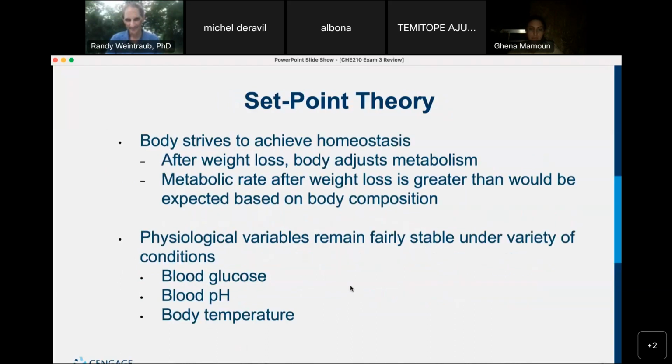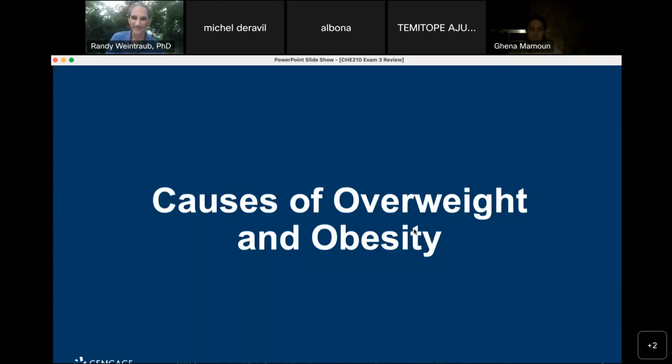This set point theory is around this idea that individuals have this homeostasis set point that does not change much throughout lifetime. It's still kind of a theory that it's where our body composition comes from, and a lot of our physiological dynamics around this set point.